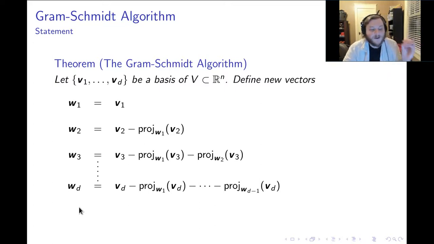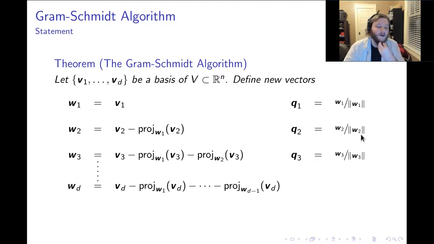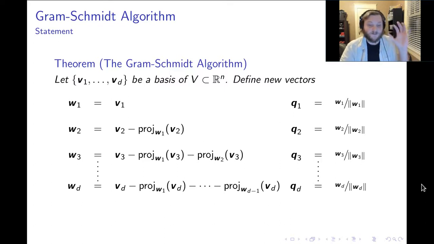However, those w's, even though they're mutually orthogonal, are not guaranteed to be unit vectors, and to correct that situation, we now define vectors q1 through qd. q1 is the normalization of w1, so w1 divided by its own length. q2 is the normalization of the second w, w2 divided by its own length. q3 is the normalization of w3, and then we keep normalizing the w's until we get to the last q, q sub d, which is the normalization of w sub d. So this is the Gram-Schmidt algorithm.